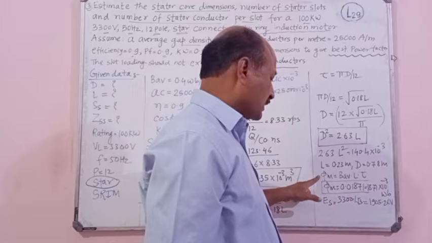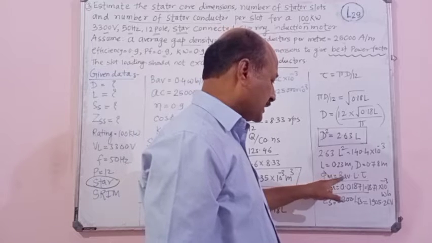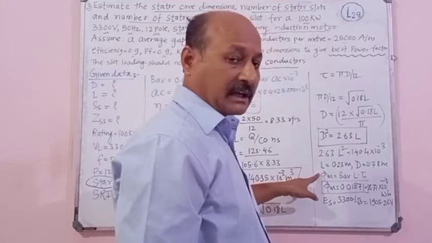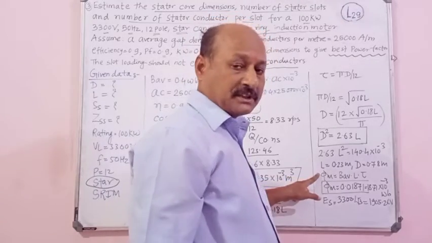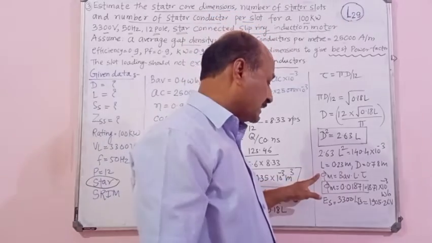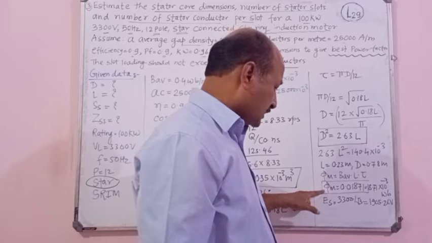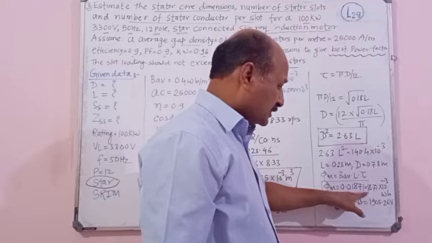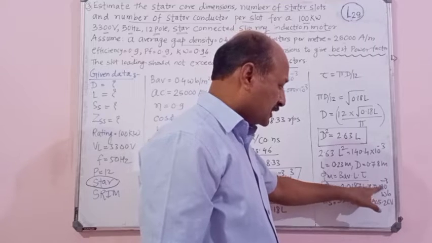So the next thing is to calculate phi m. Phi m equals B average into L into tau. Why are we calculating phi m? Because to calculate the TS, we have to use the formula of ES, and in that ES we require phi m. So in this way, phi m equals 0.01871, which equals 18.71 into 10 to the power minus 3 Weber.